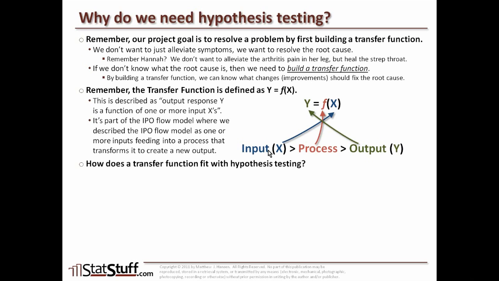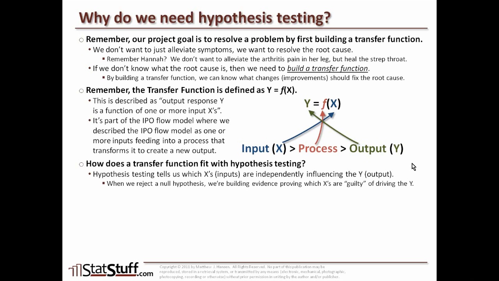Now, how does this transfer function fit with hypothesis testing? Hypothesis testing tells us which of those x's, which of those inputs that we're looking at, are independently influencing the y, the output metric. When we reject a null hypothesis, we're building evidence proving which x's are guilty of driving the y. At the end, we'll compile all the evidence in the improve phase of DMAIC, and that's when we'll begin to fix those root causes, or come up with a plan that's going to fix those root causes. Now we know from the hypothesis testing which of the x's are the most critical, that have the most influence, and where we need to make the biggest changes that are going to affect our output y.